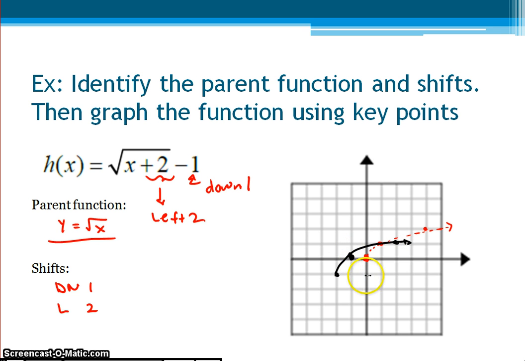I do expect to see your key points labeled, so for each of your dots you need to have the x and the y value marked. I don't need all of them. I don't need the end values. I need your dots, what those values are for your end graph. Okay, so your final result has to have the x and y values marked on it. That's what it means, graphing using key points.